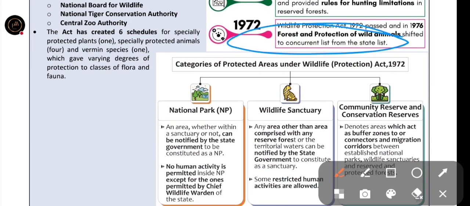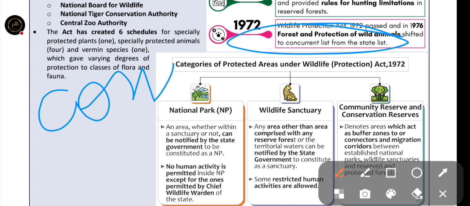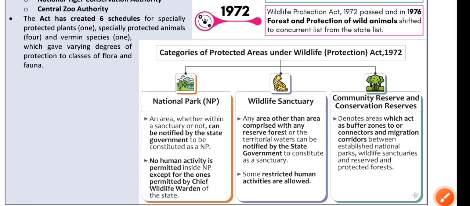You should remember this. Before this act was framed in 1972, wild animals and forest and protection of wild animals were under the concurrent list. Okay, but after that, forest and protection of wild animals shifted from the concurrent list to the state list. So you should remember this.